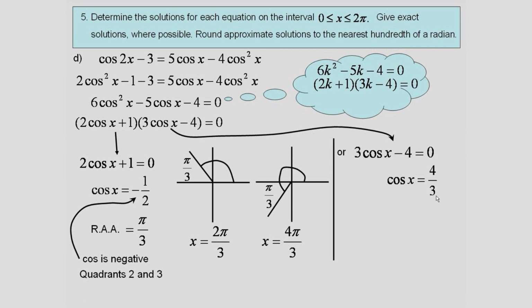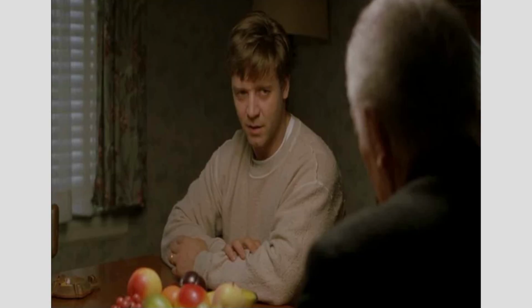It's 1.3333333 and so on. But you also know the cos graph doesn't go higher than 1. So if the cos graph doesn't go higher than 1, how are we supposed to get cos x working out to 4/3? You can't do it. And that tells you that this little equation here has no solution. It's a problem with no solution.